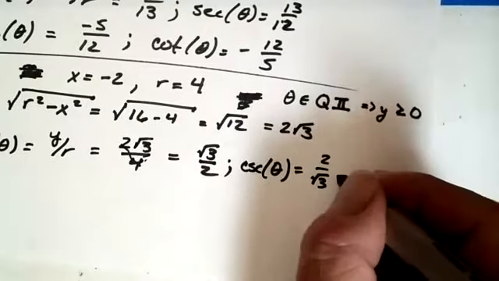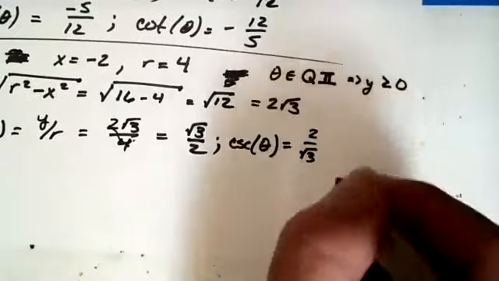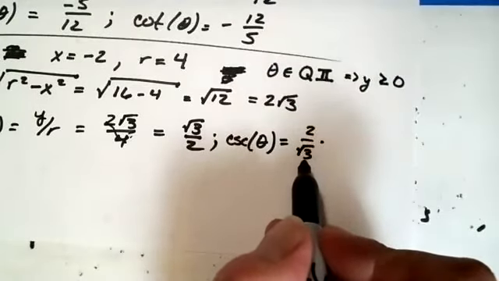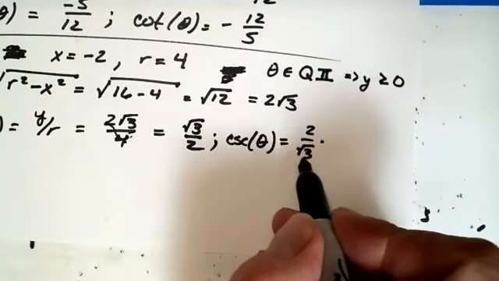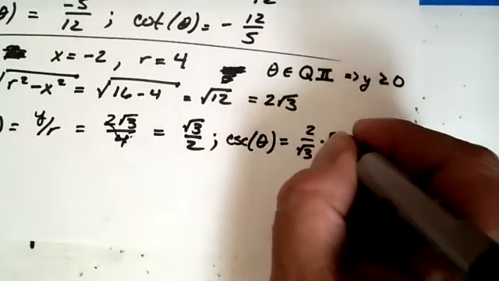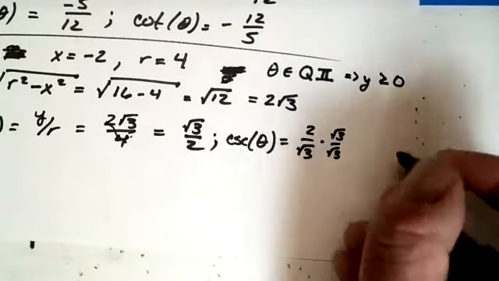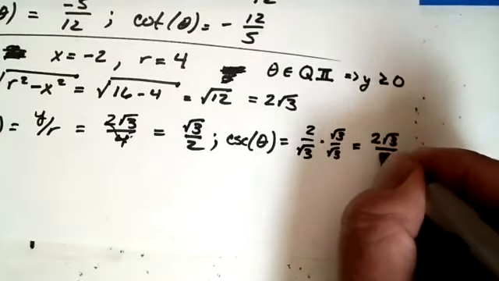If you remember from college algebra, and probably even intermediate algebra, the way to fix a monomial radical in the denominator is to multiply by enough factors to make it a whole number. So I'm going to multiply this by square root of 3 over square root of 3, and we end up with 2 root 3 over 3.